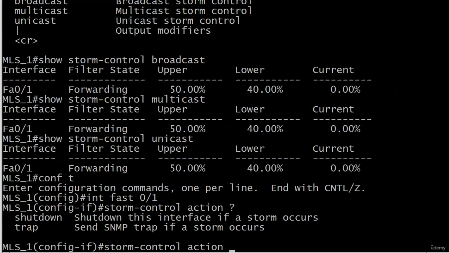That is really it for storm control. You just need to know how to set the thresholds, what it means when you have one, what it means when you have two, how to verify it, what the default action is, and what those other two actions are.